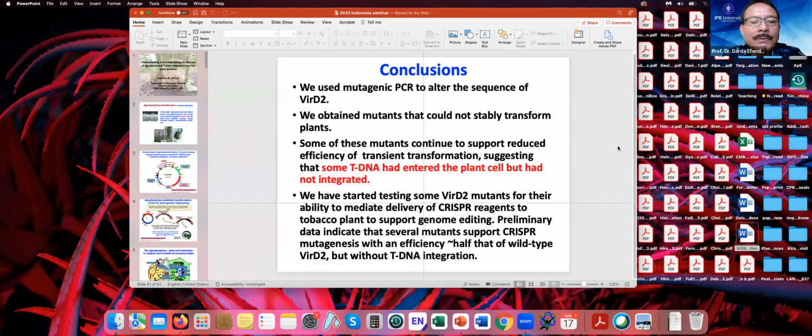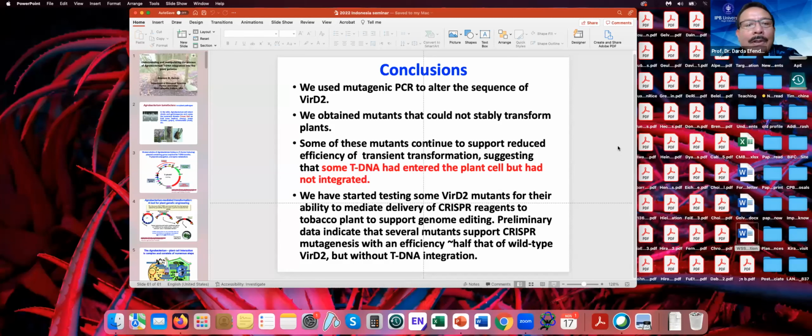Thank you. Okay, the next question is from Dr. Sinto. Prof. Gelvin, I am amazed to be introduced to the idea that transformation that does not end up with integration is useful in genome editing. In the study you have reported, the plasmid containing mutated VIR-D2 did not cause tumor, and so we can say that it is not integrated. Is there any possibility that the T-DNA was integrated but did not cause tumor, or it was not expressed?